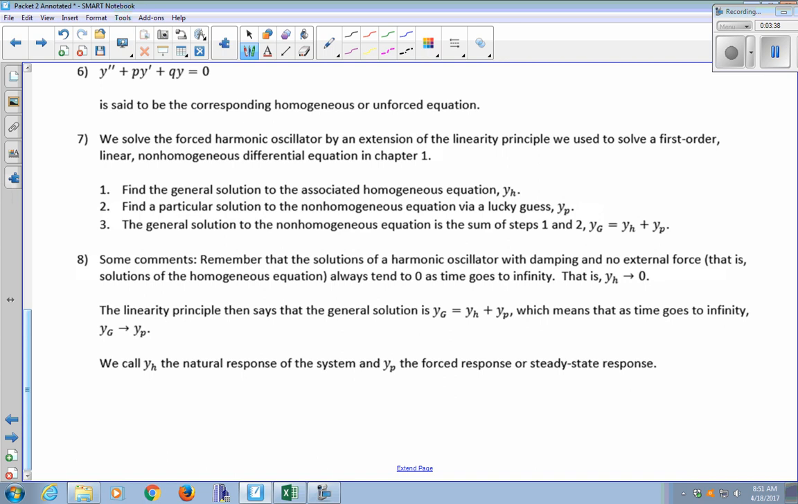So some comments. The solutions to the harmonic oscillator with damping, so if there is a friction force and no external force, will always tend to zero. The homogeneous equation solutions will always go to zero because the damping force makes everything die out. The motion of the harmonic oscillator eventually stops. So then, by the linearity principle, the way we solve this is y homogeneous plus y particular, but y homogeneous goes to zero. So over time, y general tends to y particular. We call that the forced response. Y particular is the forced response or the steady state response. Y homogeneous is the natural response of the system without any forcing.